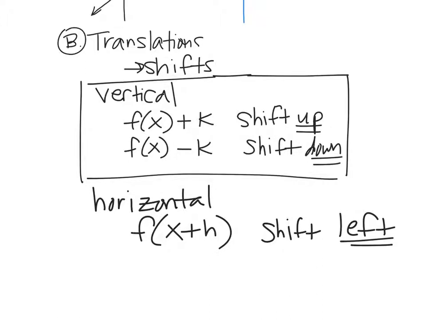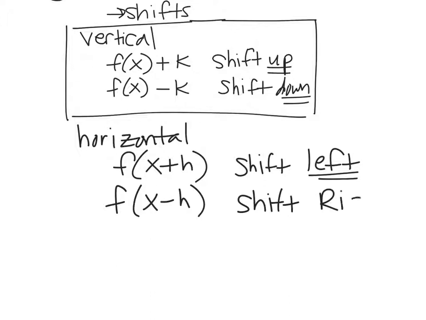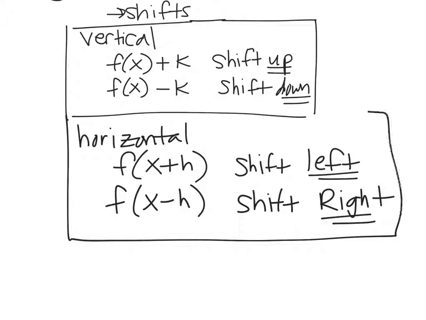You shift it the opposite direction. So if it's x plus 2, you're actually going to go 2 to the left. If it's minus 2, you'll shift it to the right. So if x minus h, we're going to shift to the right. It has to do with getting a 0 there.